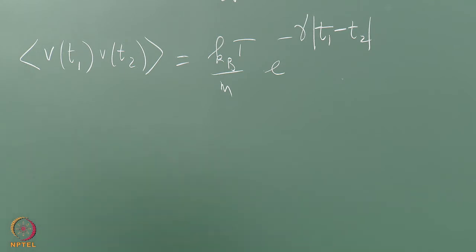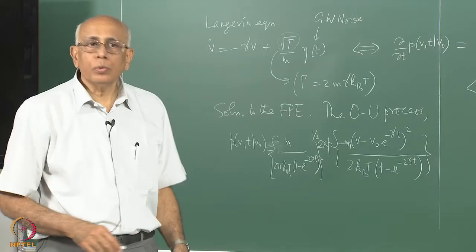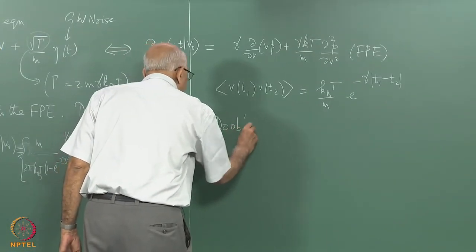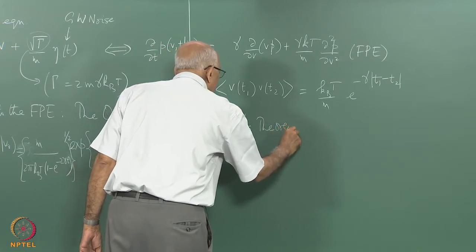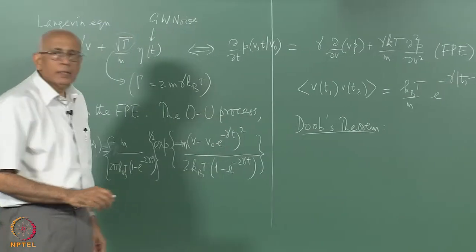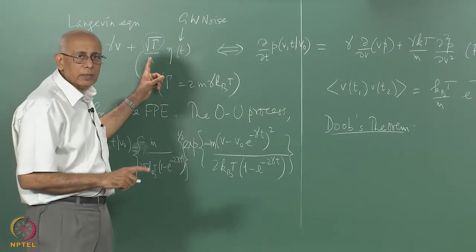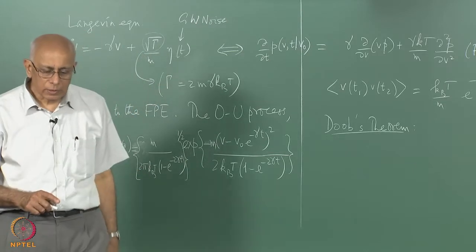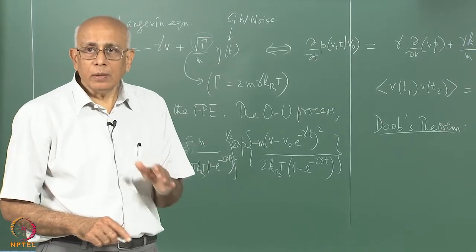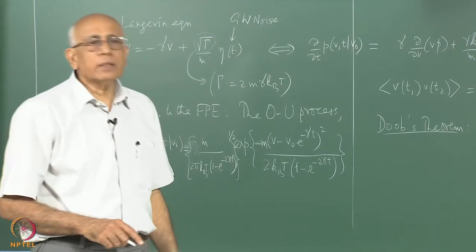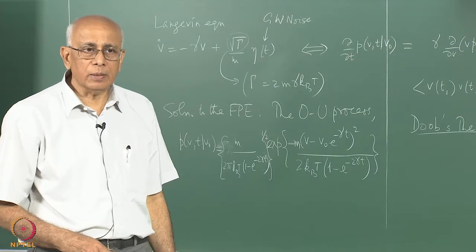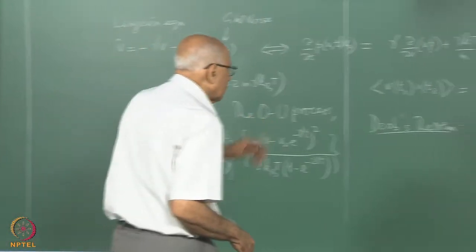Now there's a little theorem, due to Doob, called Doob's theorem, and it says the following. In effect, it says that the only continuous stationary Gaussian process, this V is a continuous random process, is the Ornstein-Uhlenbeck process. It's a Markov process and it's the Ornstein-Uhlenbeck process in particular. So note the conditions.